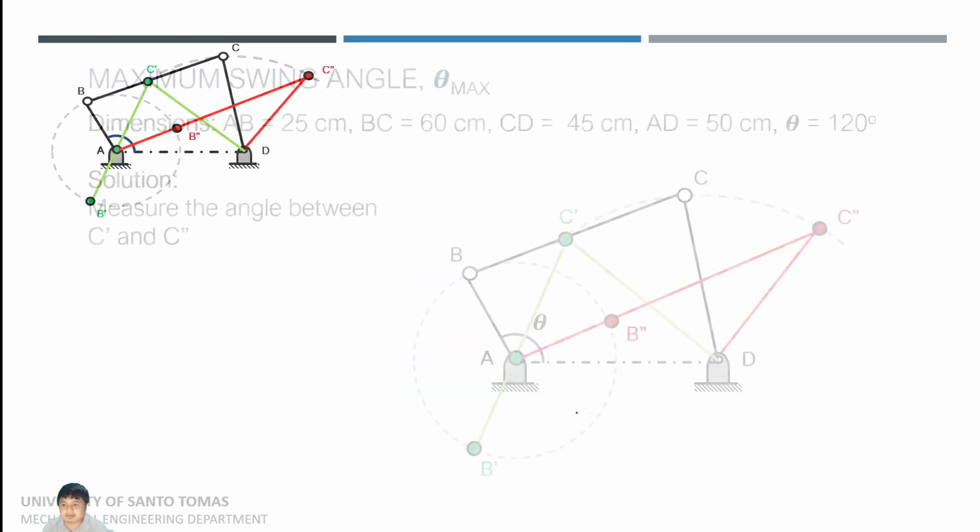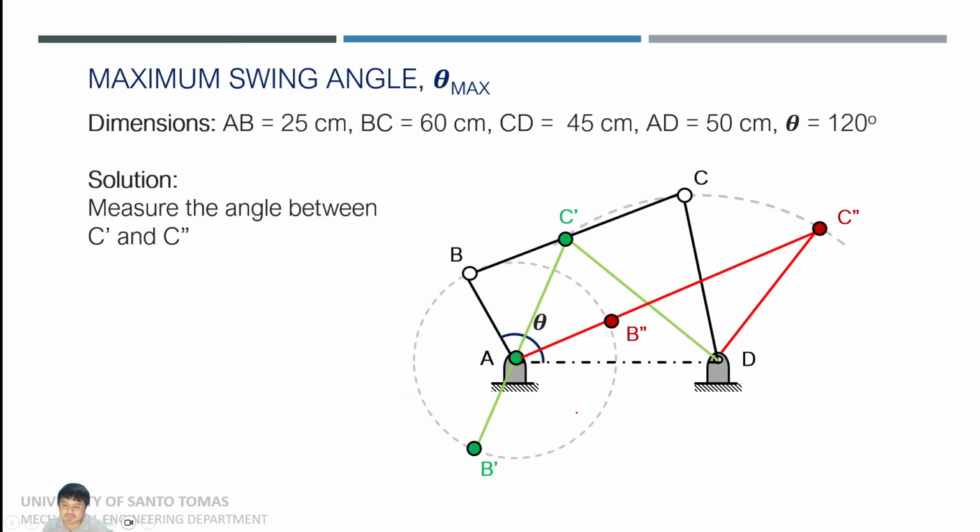Now, if you do this graphically, meaning you use your ruler and protractor and measure the angle in between, you will still find around 84 degrees, depending on how accurately you have drawn the four-bar mechanism. Okay, so that's all. Thank you.